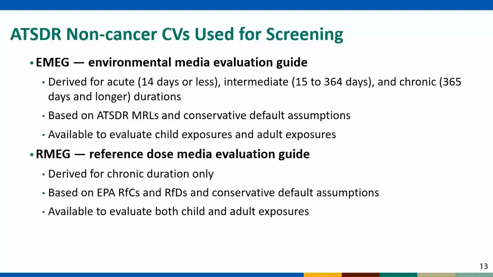Here's some information about ATSDR's non-cancer CVs used for screening. Again, it's important to know how and what conditions they were derived from so that you can understand their use in the PHA process. Our environmental media evaluation guides, or EMEGs, are calculated where adequate toxicity data exist. We can have CVs for 3 specified exposure periods: acute, intermediate, and chronic, but we might or might not have CVs for all 3 of these durations.